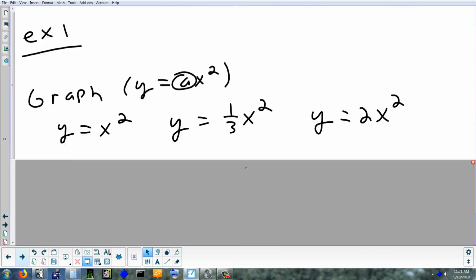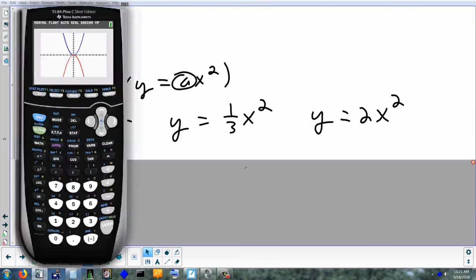Okay, let's graph the original, y equals x squared, and then let's try putting a 1/3 in front and see what happens. So I'll leave the original. I'm going to put in 1/3. That's how you can type it in. And then x squared. So remember, blue is the original. Red is going to be the new one. Okay, how would you describe what happened there?